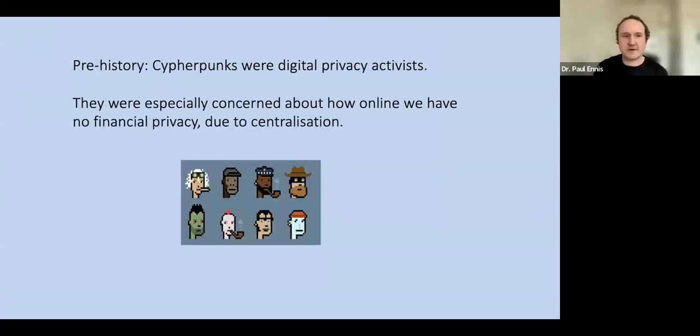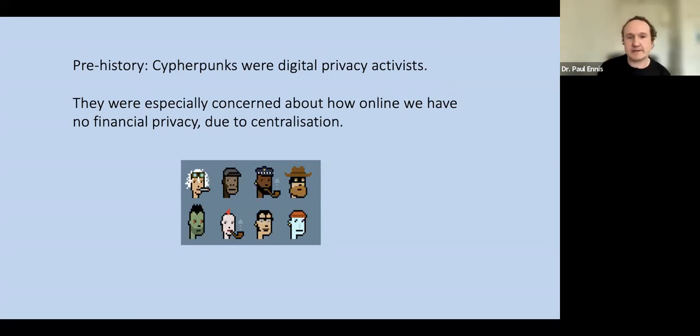So where does all this come from? Well, there is a prehistory that is quite important here. The origins of Bitcoin can be traced back to a group of digital privacy activists called cypherpunks, spelled C-Y-P-H-E-R, instead of cyberpunk, like the video game. So, cypherpunks into digital privacy activism. These were people who were active in the 80s, the 90s, and throughout the 2000s as well. So very, very long-term activists.